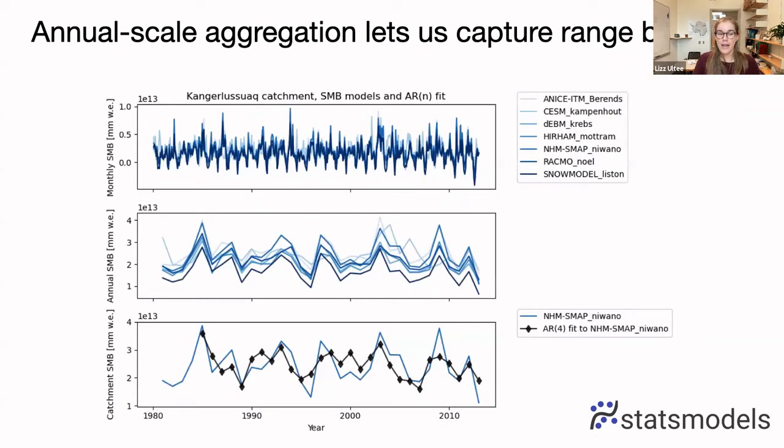We find that aggregating to annual scale, so looking at annual catchment surface mass balance, lets us capture the range better. So here I've aggregated to annual scale. At the top is the same monthly time series you were looking at. In the middle, annual surface mass balance for each of these process models. And on the bottom, a similar low order autoregressive fit, this time to the annual surface mass balance. And you can see that the annual fit allows us to capture these peaks more closely.